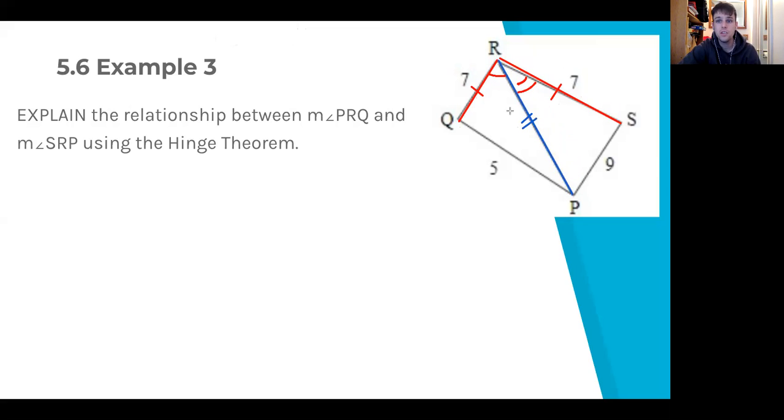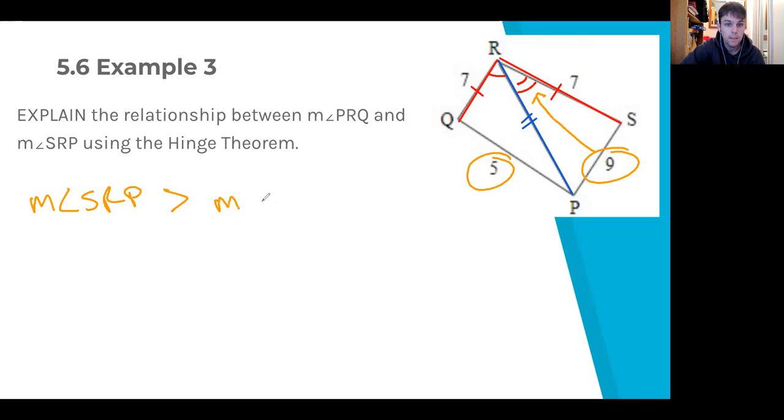So these are our hinges. And we can compare the angles based on the sides that are across from them. So the two sides that are across are 9 and 5. So the bigger side is across from the bigger angle. So we can say that the measure of angle SRP, that's this one, is going to be greater than the measure of angle PRQ was the other name there.